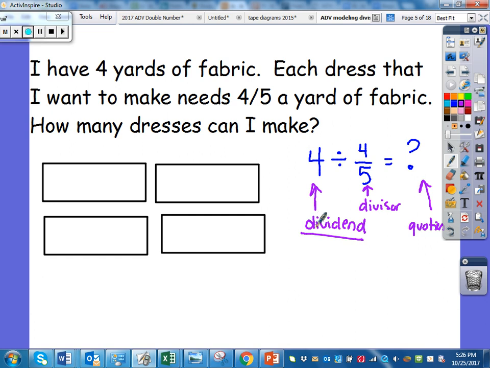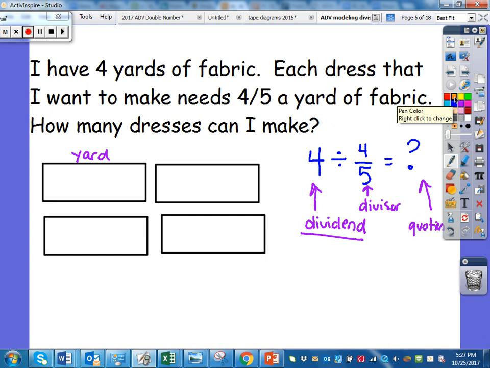When you're modeling, you can do 4 boxes like I've done, or you could do a number line and draw from 0 to 4. Each box represents a yard of fabric, so I have 4 boxes to represent 4 yards of fabric. So step 1, I modeled my dividend. I've already done that step.